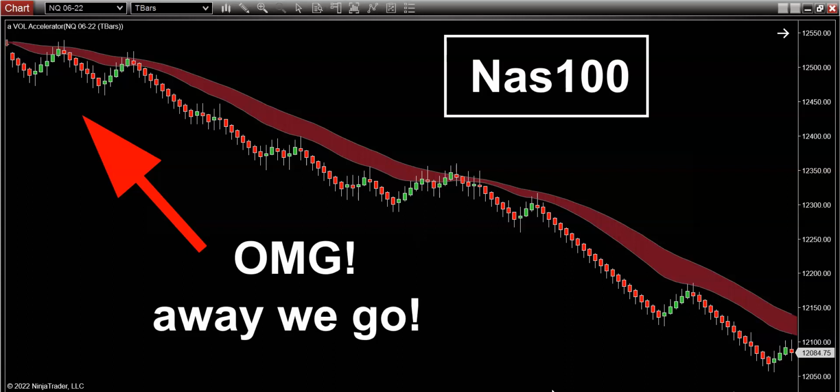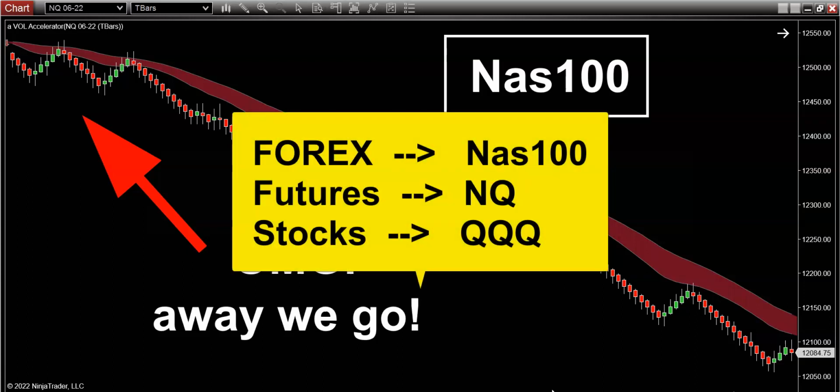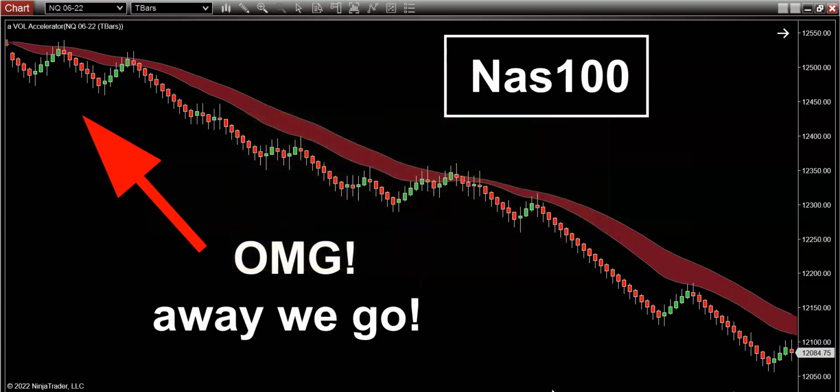Let's get right into the charts, folks. What you're seeing on the screen right now is today's chart of the NAS 100. You know, and I know, this is the most volatile symbol in the world right now, okay? If you trade Forex, your symbol for the NASDAQ is NAS 100. If you trade futures, your symbol is NQ. And of course, if you trade stocks and options, your symbol is QQQ.